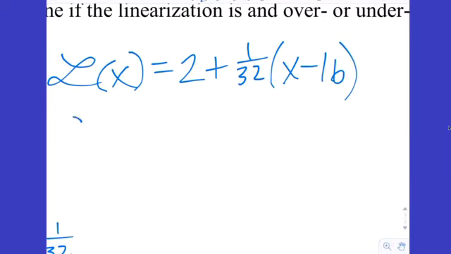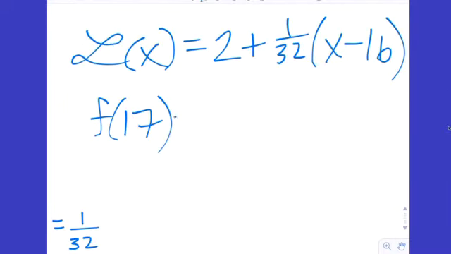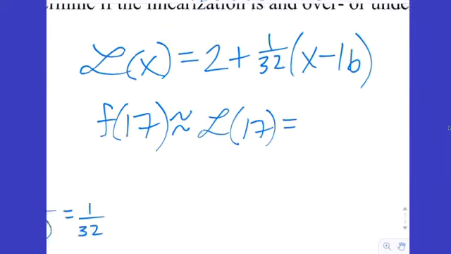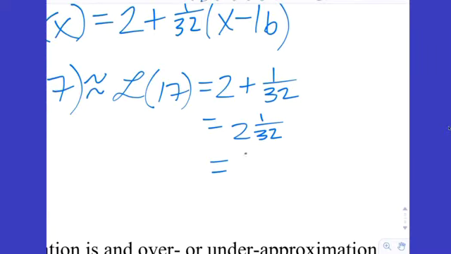And now we can say the function value at 17, that's the actual fourth root of 17, can be approximated by evaluating L, the tangent line at 17, and that's actually going to equal 2 plus 1/32, because 17 minus 16 is 1. So as a mixed number, that's 2 and 1/32, which is 65/32. And even if you wanted a 3-decimal answer, if you didn't memorize what 1/32 gives you, long division is easy to do if you wanted to carry it out to decimals.